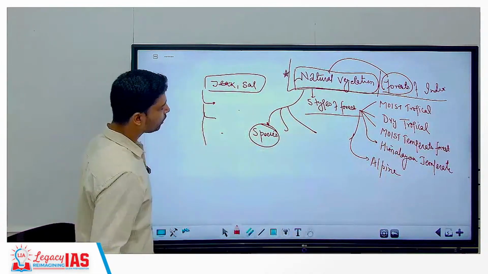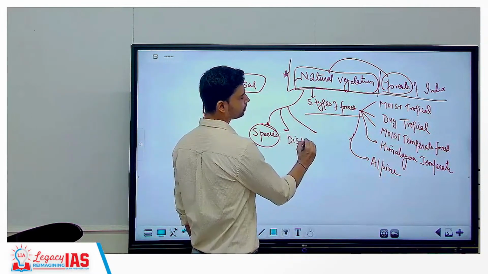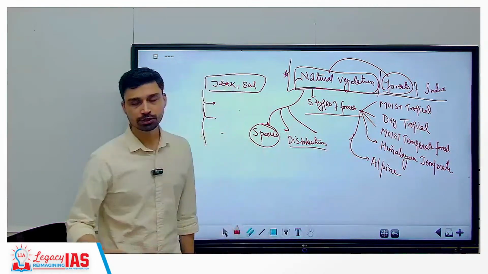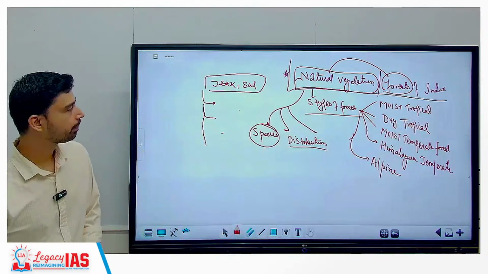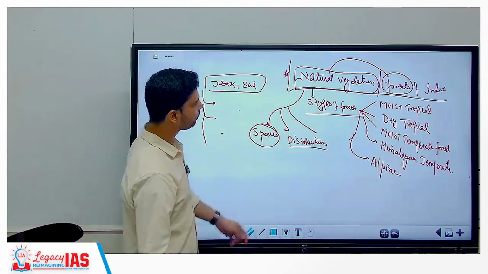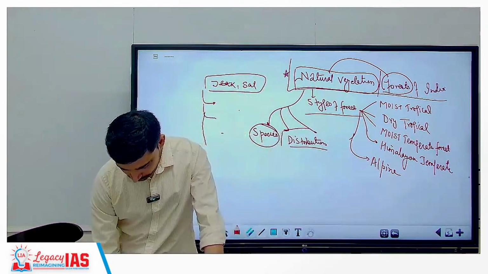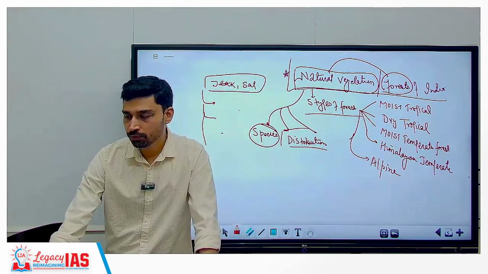So species are what you have to largely focus on here, and second is the distribution, similar to soil, which kind of forest is found in which region of India. So those are the 2 major topics of natural vegetation: species, that is tree species, and the distribution of the forest in India.